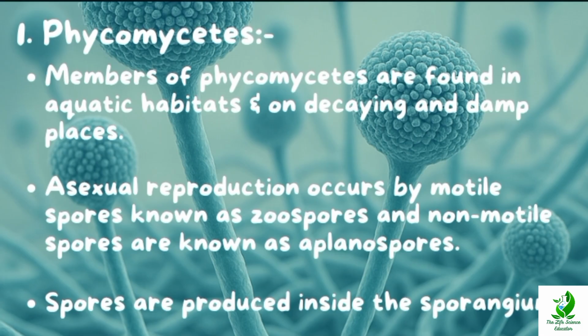The first one is phycomycetes. Members of phycomycetes are found in aquatic habitats and on decaying and damp places. Asexual reproduction in phycomycetes occurs by motile spores, which are known as zoospores, and non-motile spores, which are known as aplanospores. The spores are produced inside the sporangium.